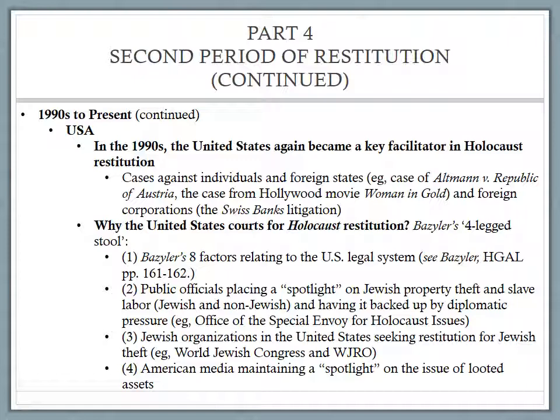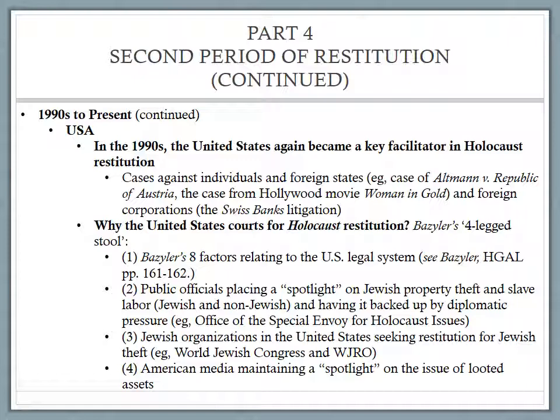But there are also three additional factors to Baszler's four-legged stool. The second is public officials placing a spotlight on Jewish property theft and slave labor and having it backed up by diplomatic pressure. Having Jewish organizations in the United States seeking restitution for Jewish theft. And American media maintaining a spotlight on the issue of looted assets.